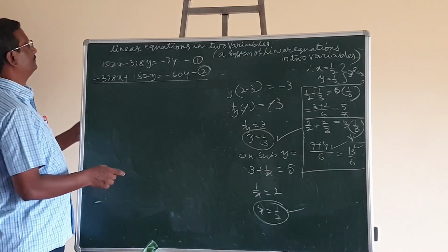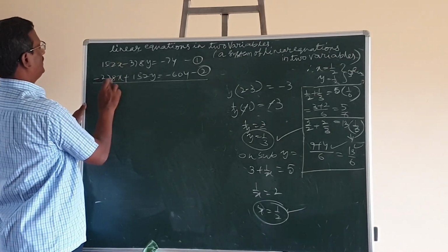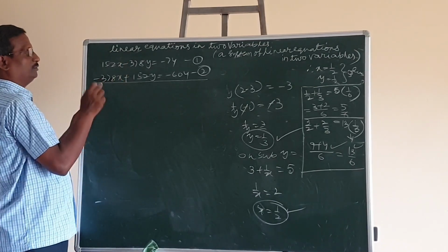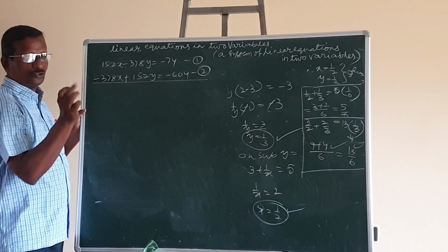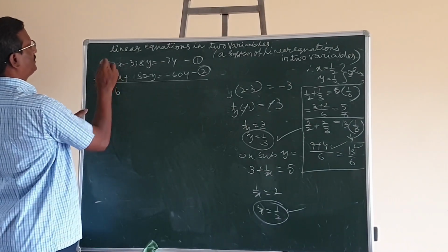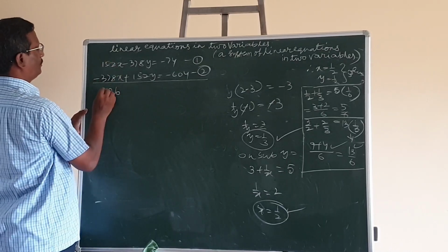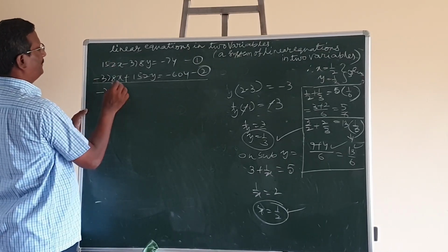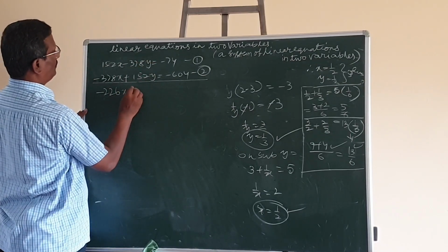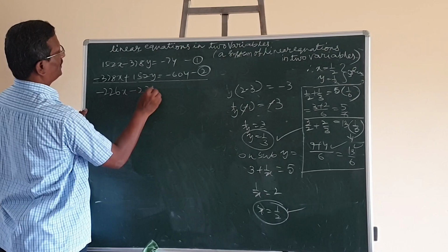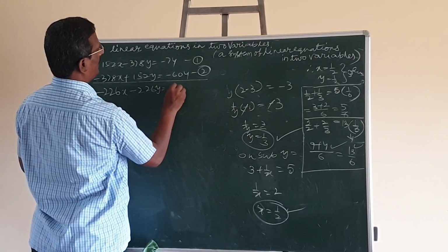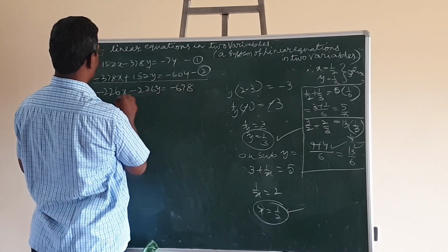When I do addition, my 152x minus 378y, so bigger number minus smaller number, means in absolute values the negative sign is to be given to the result. 8 minus 2 is equal to 6, 7 minus 5 is equal to 2, 3 minus 1 is equal to 2, so 226 with the minus sign and x. And 378 minus 152, again this is also minus 226y, is equal to the addition of the two numbers, minus 678.